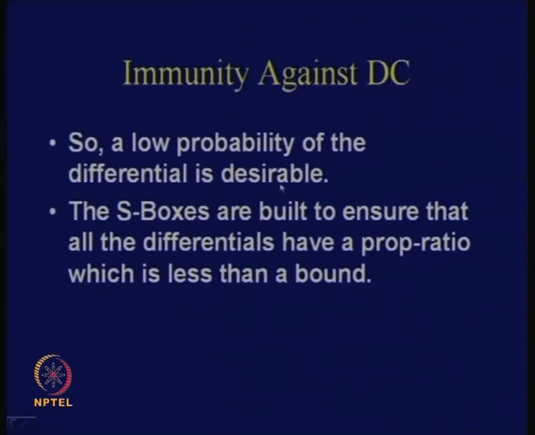So for a low probability of the differential, from the point of the attacker, I will try to find the probabilities that are as high as possible. From the point of the designer, I will make the probability as small as possible. Then the attacker will require a large number of texts to carry forward the attack. So the S boxes are built to ensure that all the differentials have a prop ratio which is less than a bound. If I can provide as a designer that the prop ratios will be lesser than such values, then I am providing an upper bound to these prop ratios.